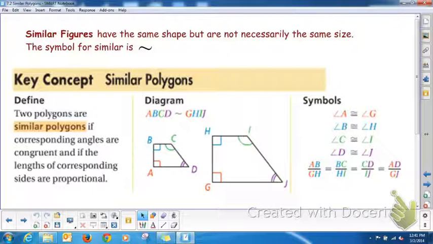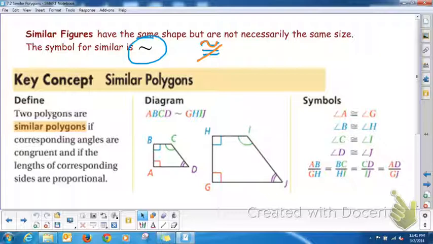The symbol for similar is this symbol. It's just the tilde that's on top of congruence. You know how congruence was the equal sign with the squiggly above it? Similar is just the squiggly. It's not equal at all. It's just the squiggly at the top, similar.